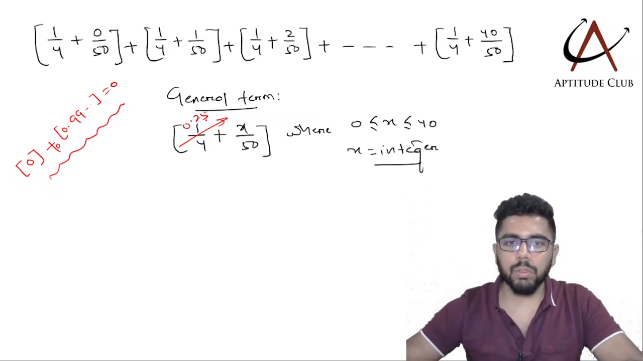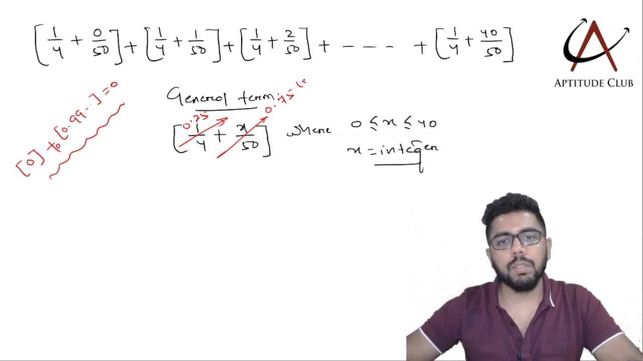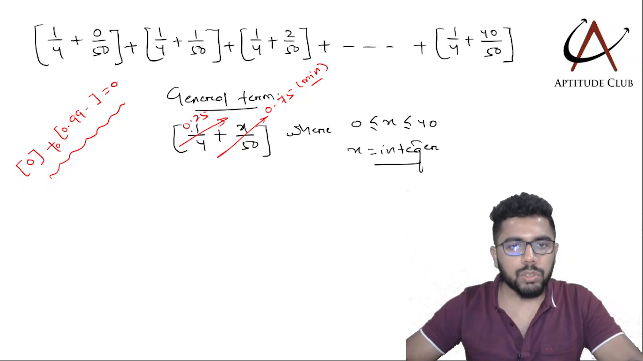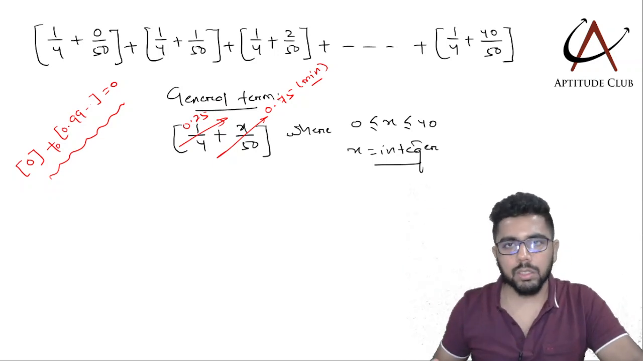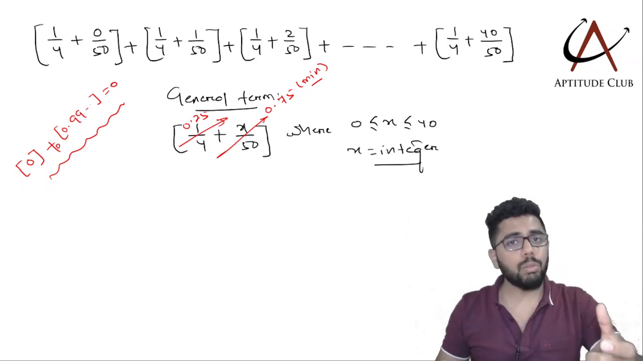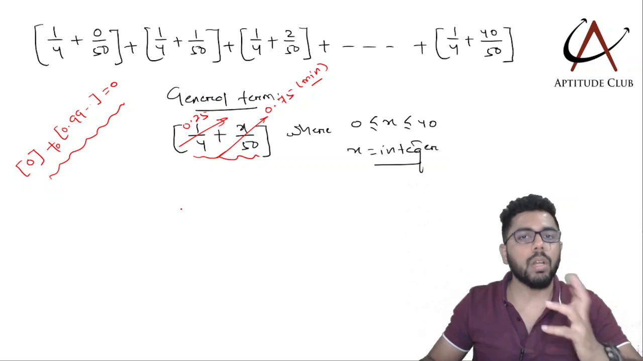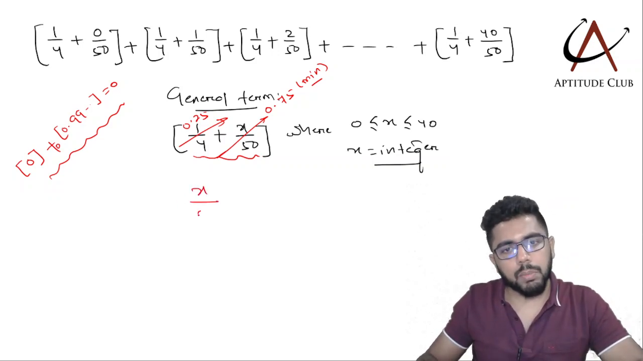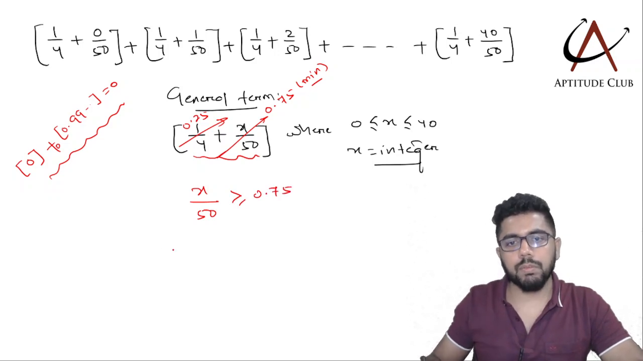So this part is 0.25. So x by 50 should be minimum 0.75 to give you some value, because 0.25 plus 0.75 will give you 1, and then onwards you will start getting some value. So what should be the value of x? So that minimum from this bracket I should get 1. So I get that, okay, x by 50 should be greater than equal to 0.75.